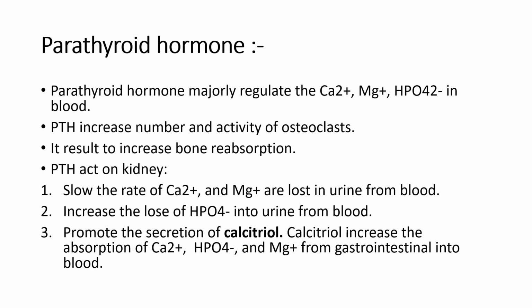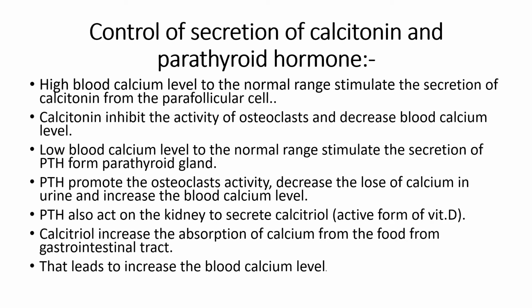Okay, is that clear? Next is the control of secretion of calcitonin and parathyroid hormone. As you know, calcitonin is secreted by the parafollicular cells of the thyroid gland, and parathyroid hormone is secreted by the parathyroid gland.